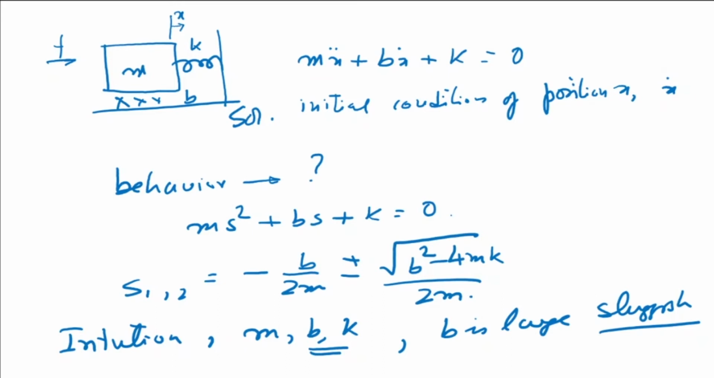The solution of this equation tells us that there are two roots, and in the two roots there is a b squared minus 4mk under a square root. So essentially the system is going to behave depending on the values of b squared minus 4mk. What are the three ways by which this can behave? The roots are real and equal, real and unequal, or complex.